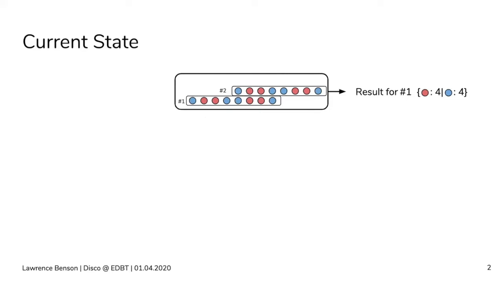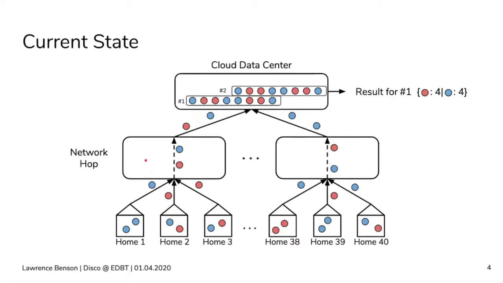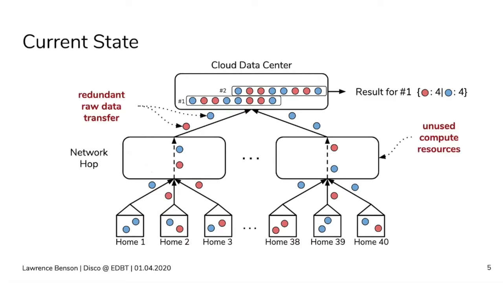And why is the current state of the art problematic? Just imagine a smart home setting where we have multiple homes all producing data in different locations. They send all this raw data through network hops to a central cloud data center where the data is analyzed. We can see here that we have redundant raw data transfer because we're just keeping on sending between the hops, and we have unused compute resources in the network hops.